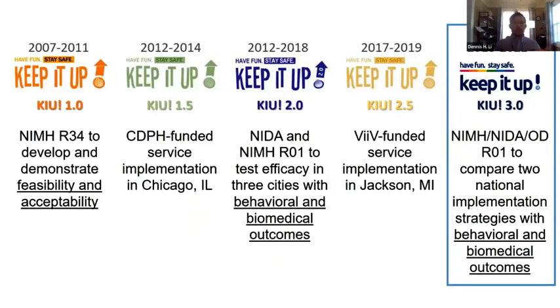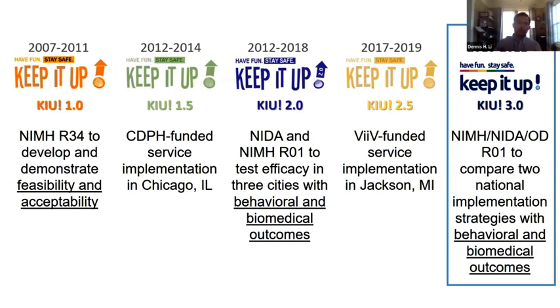The content that you saw on the previous slide was actually from the latest iteration in a long line of Keep It Up versions. Evidence for Keep It Up has been established over this decade-long program of research. Keep It Up 1.0 looked at the feasibility and acceptability of the program. 2.0 was the fully powered efficacy trial in 3 cities, in which Patrick Sullivan was also one of the co-investigators. And Keep It Up 2.0 demonstrated very significant behavioral effects as well as biomedical outcomes, with a 40% decrease in STI incidence among Keep It Up participants relative to the control.